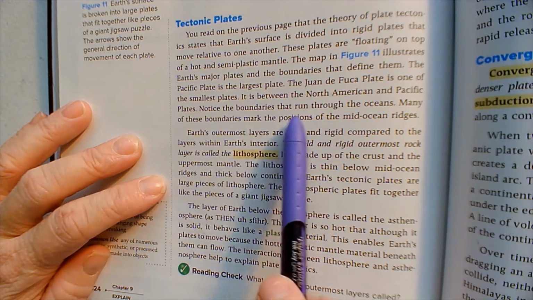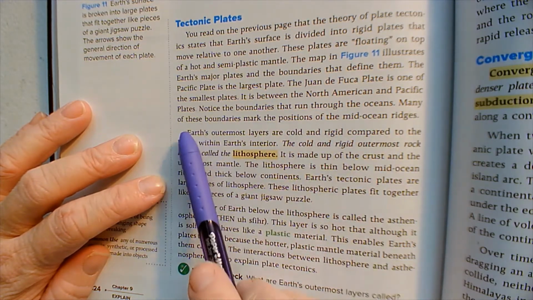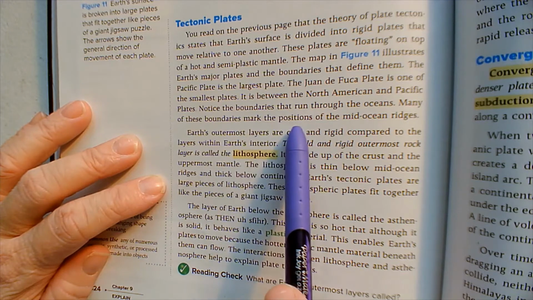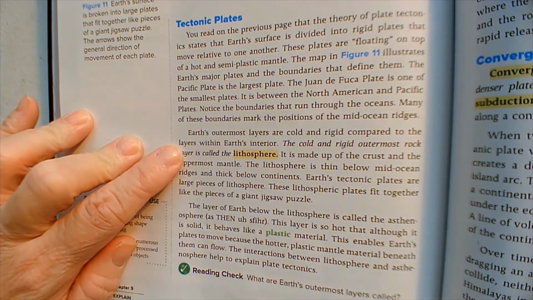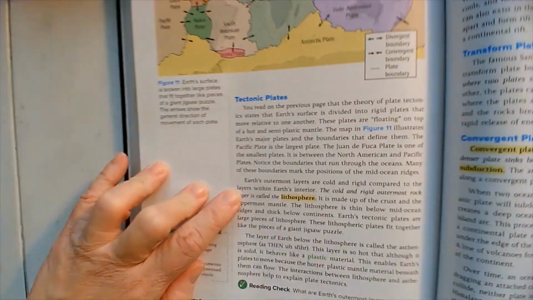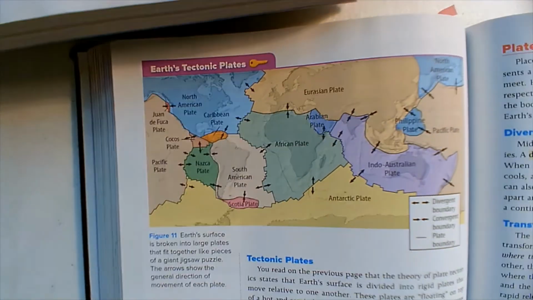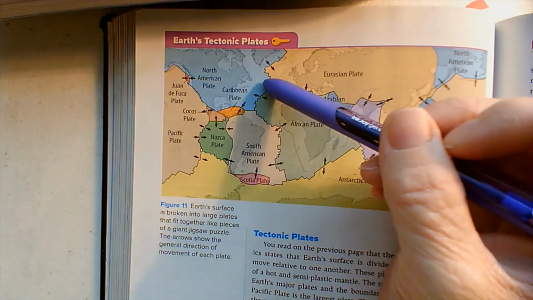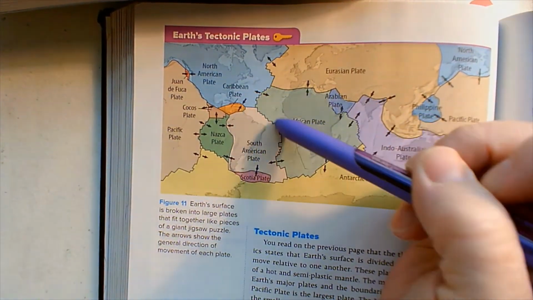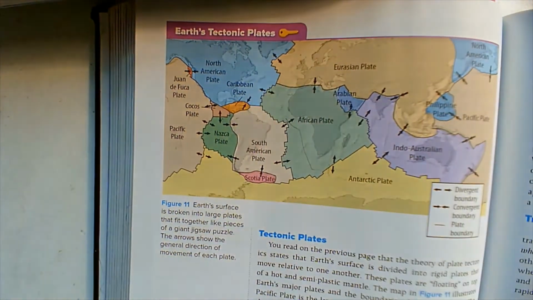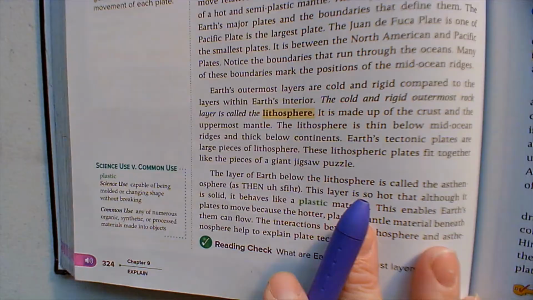Notice the boundaries that run through the oceans. Many of these boundaries mark the positions of the mid-ocean ridges. And you can take a look at that. Let's go back up and look at that briefly. So where these plates are next to each other in the ocean, this is where you would find the mid-ocean ridges, all through here, the Atlantic mid-ocean ridge.